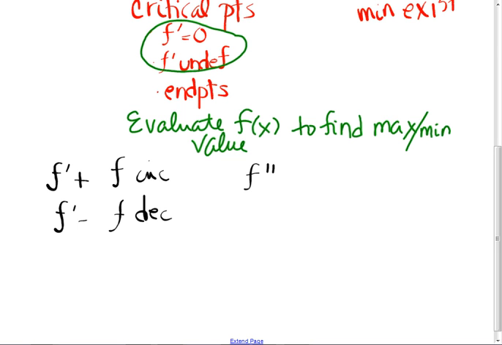No. If f double prime is positive, my function is what? Concave up. If f double prime is negative, it's concave down.